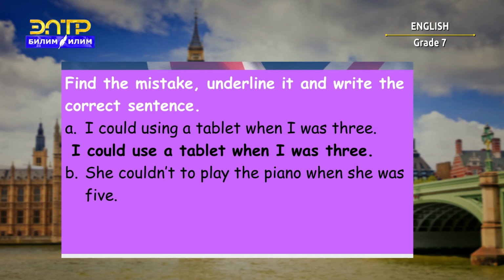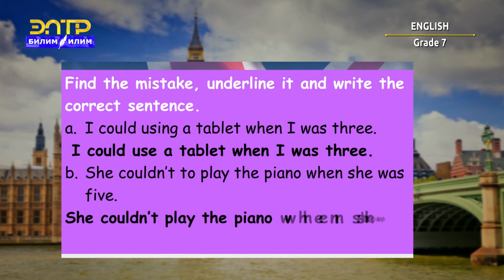Have you done? Let's check your answers. The given sentence is she couldn't to play the piano when she was 5. And the right answer here is she couldn't play the piano when she was 5. The mistake is to. We do not use to after could or couldn't. Let's move to the next slide.